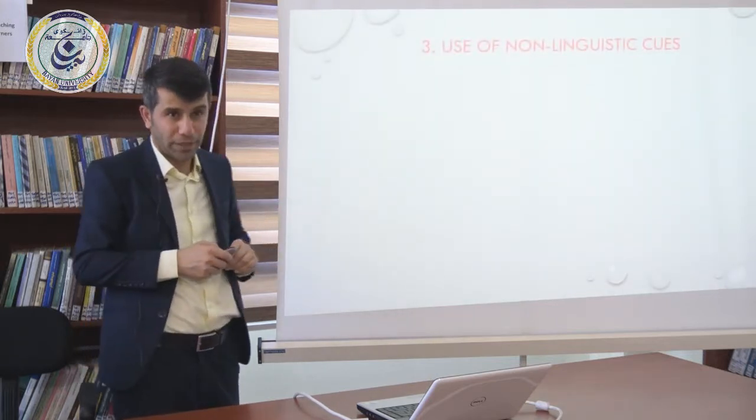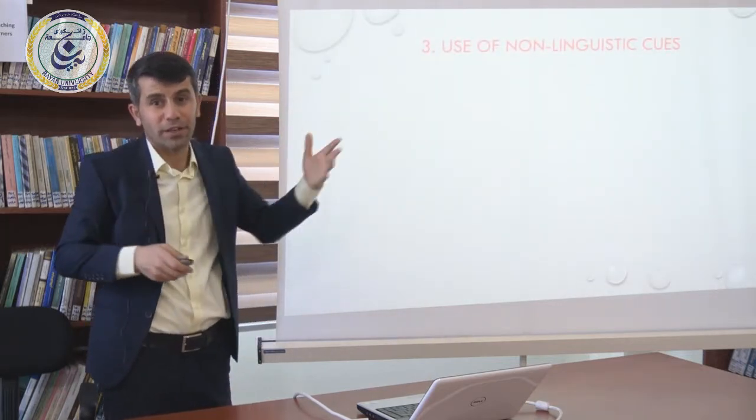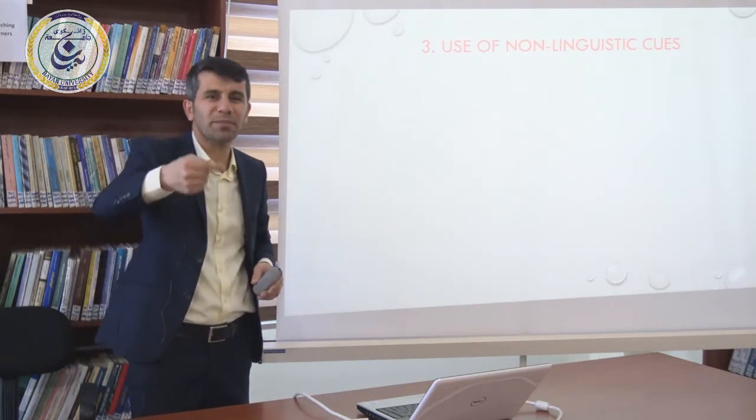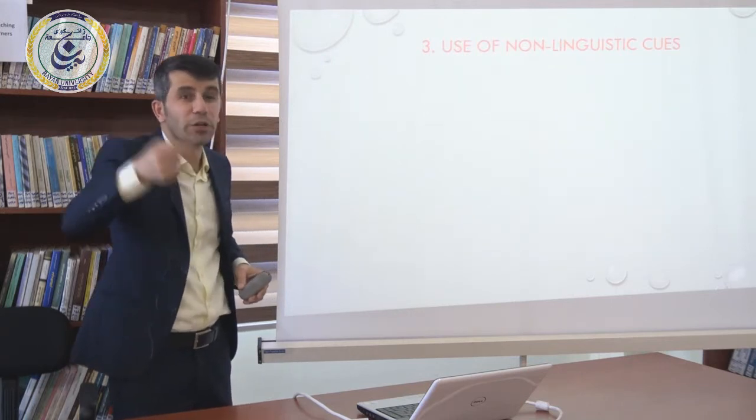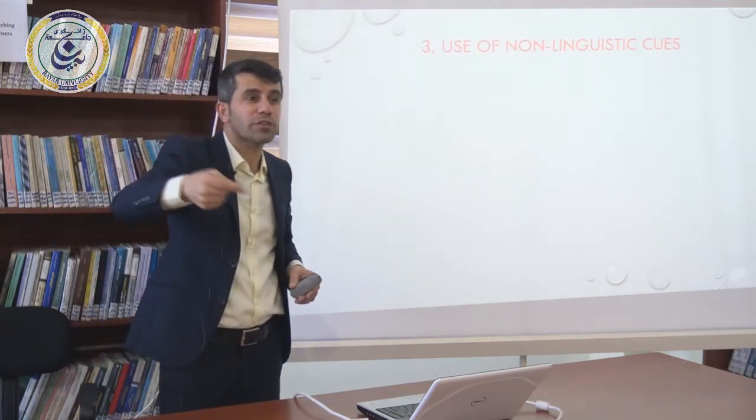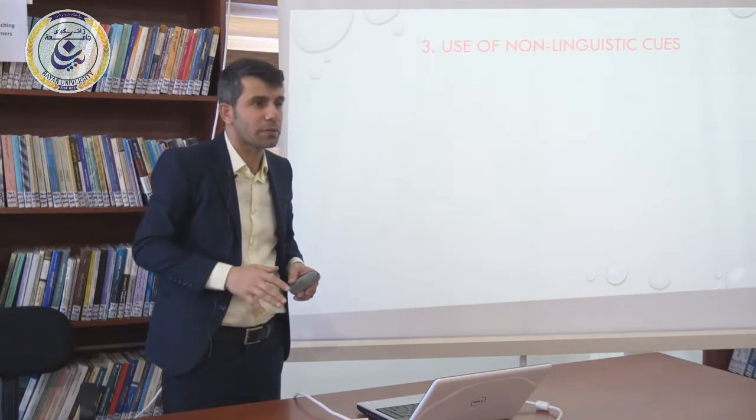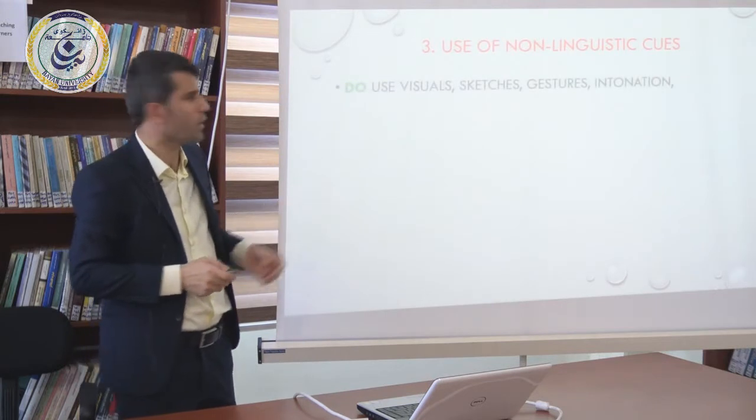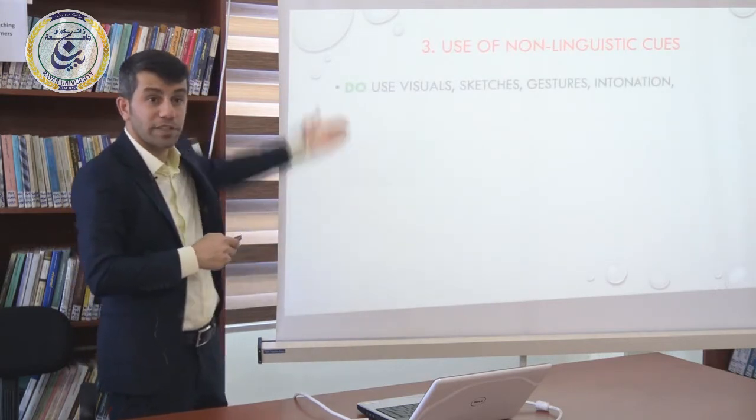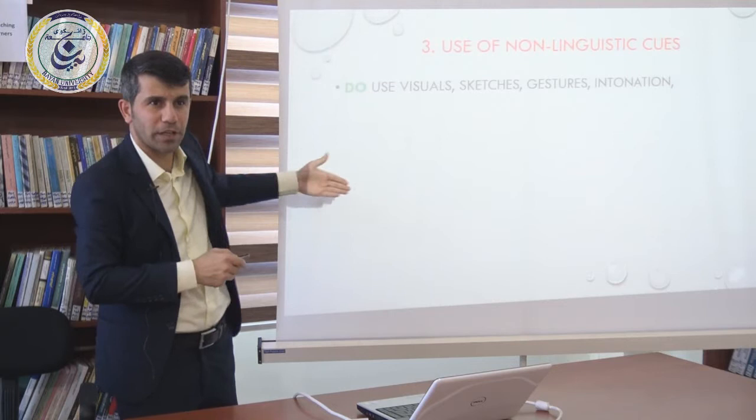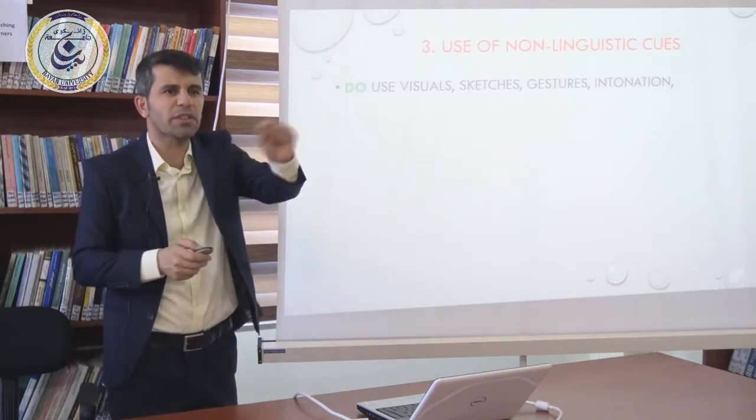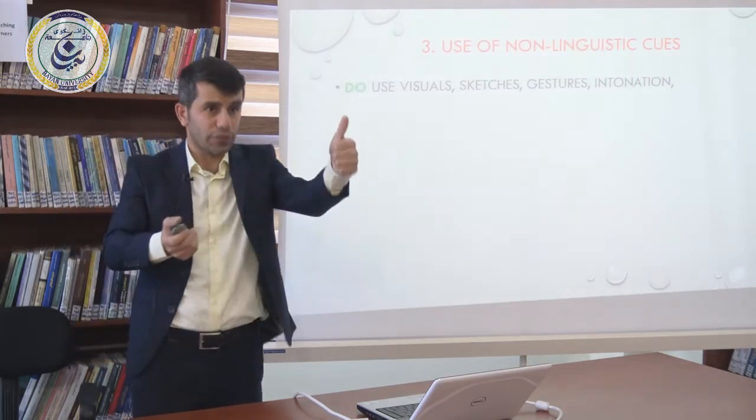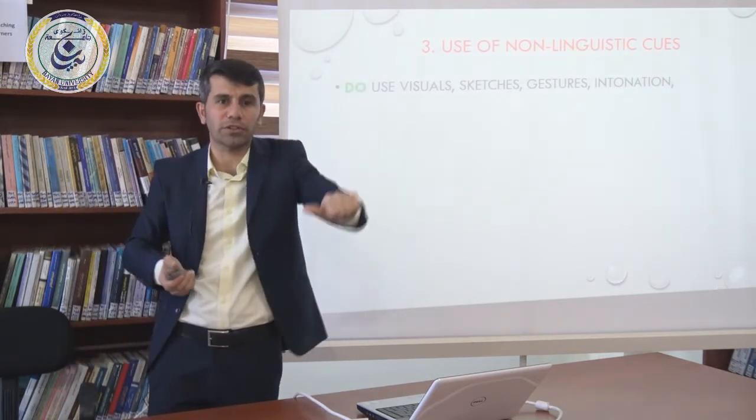Point number 3, and by the way, there are 6 pointers. Use of non-linguistic. Linguistic means language. Non-linguistic means telling them things without using language, like, for example, your hands, body language, pictures. This is a visual. That slide is a visual. It's sketches, drawings, simple, basic drawings, gestures, like this one.